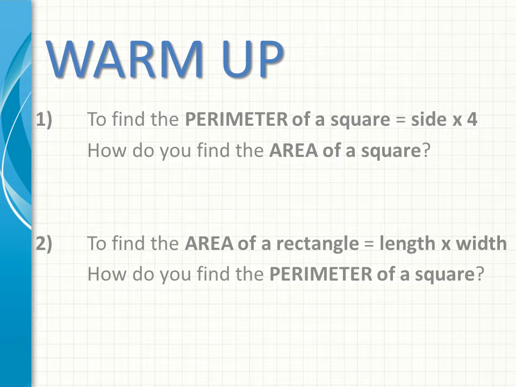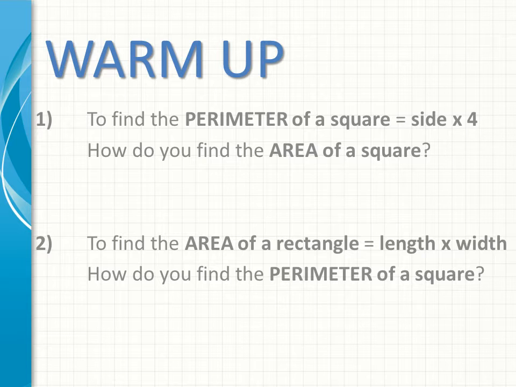Now let's have a quick warm-up activity before the class begins. We spoke about area and perimeter yesterday, and we said to find the perimeter of a square, the formula is side times 4. Now, this is your own question. How do you find the area of a square? You can write the answer quickly on your student book or your workbook, or if you have your notebook, you can just scribble the answer on top of it.